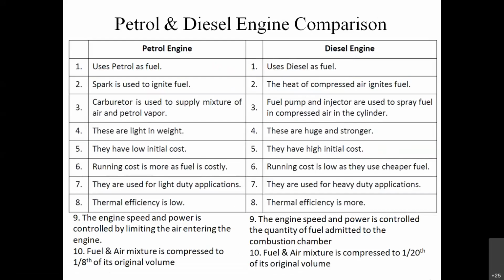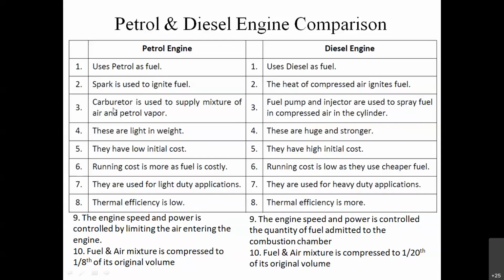This is the comparison of petrol and diesel engines. We have already done this. Petrol engines are known as SI engines or gasoline engines, whereas diesel engines are known as compression ignition engines. As from the name, one uses petrol as fuel, the other diesel. A spark is used to ignite the fuel in the petrol engine, while the heat of compressed air ignites the fuel in the diesel engine. As I said, the compression ratio is 1/20th in one, whereas here the compression ratio is 1/8 of the original value.